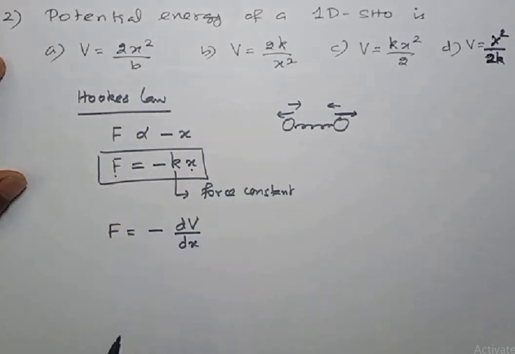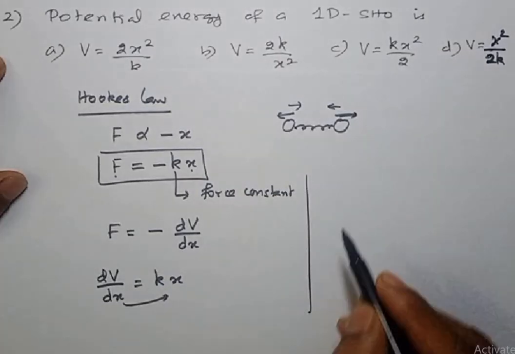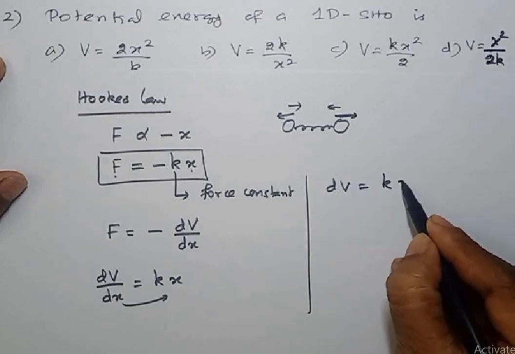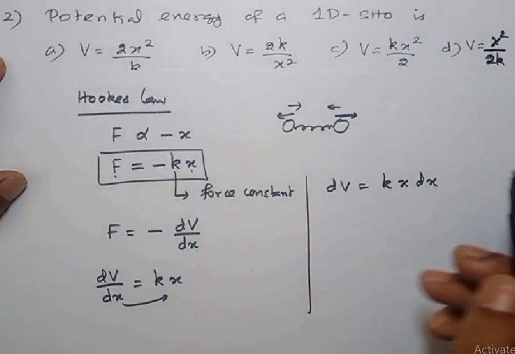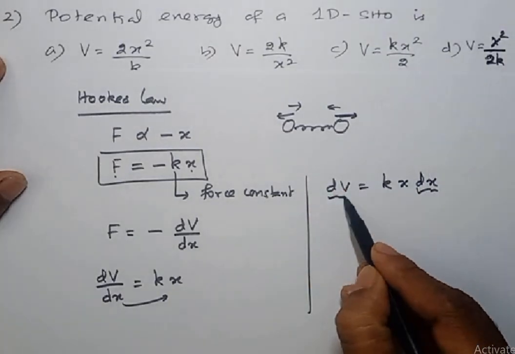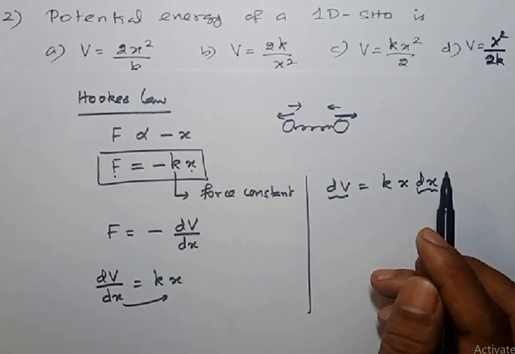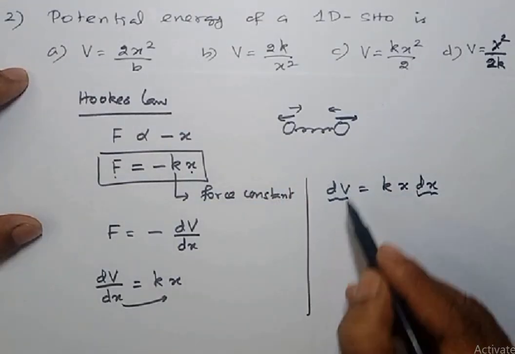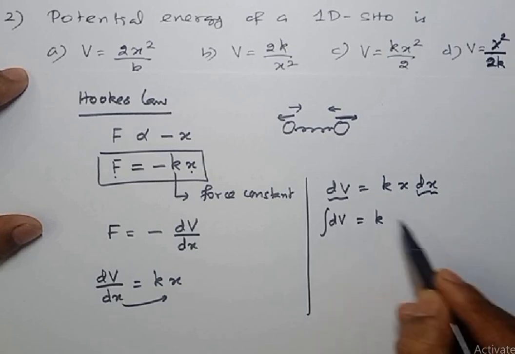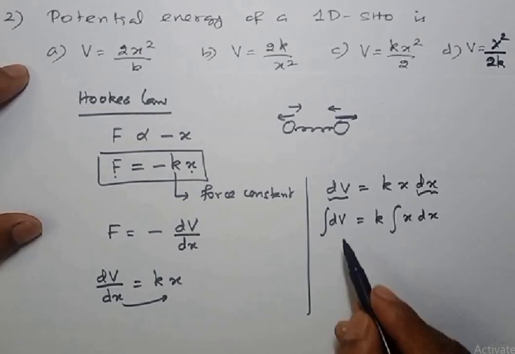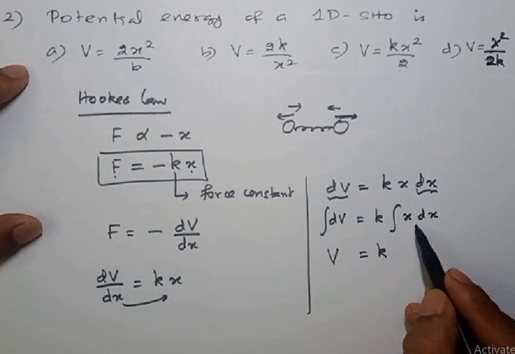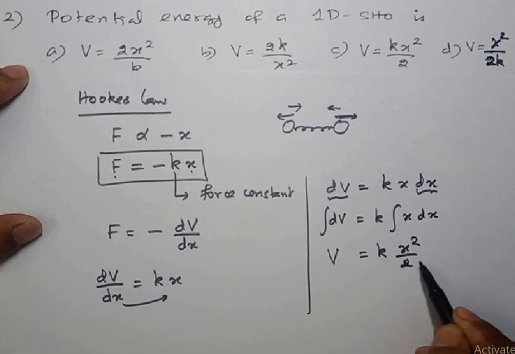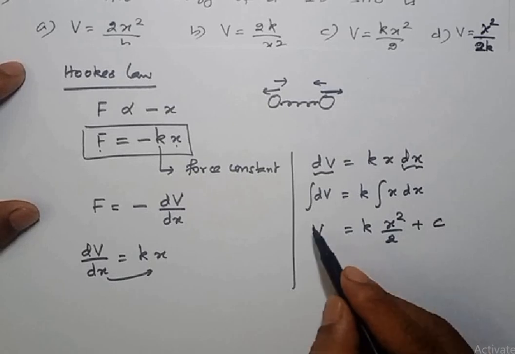Since these two forces are one and the same, if I equate them, we get dV by dx equal to K into x. Now I'll bring this dx to the right-hand side. So what we get is dV equal to K x dx. For a small displacement, we get a small change in potential energy. For finite displacement, you have to integrate. Integral dV is V; K is a constant, keep it out; integral of x dx is x square by 2, plus an integration constant C.